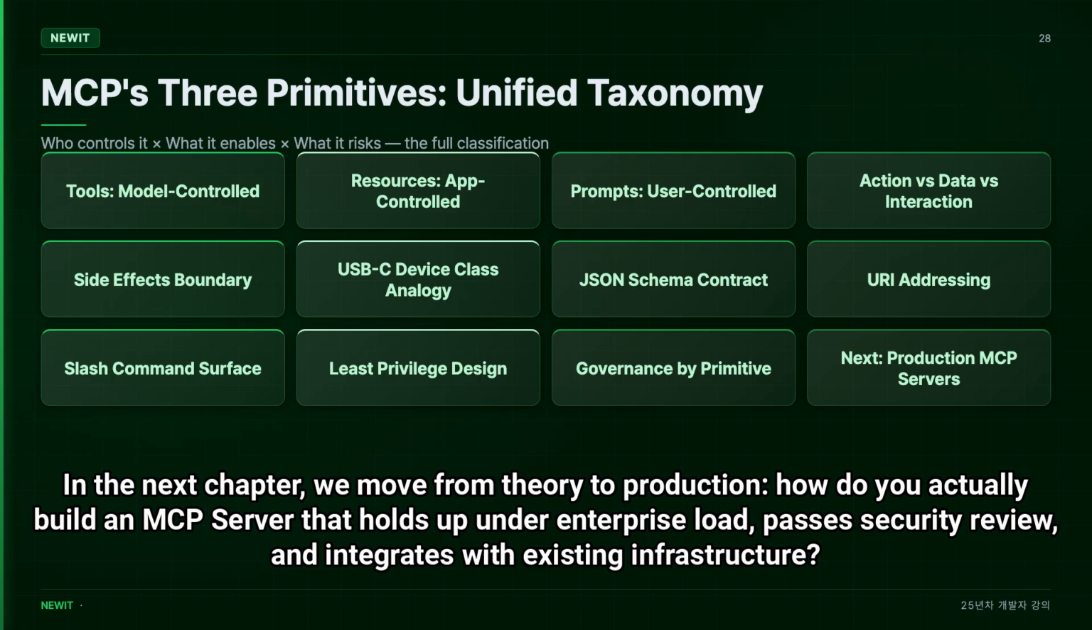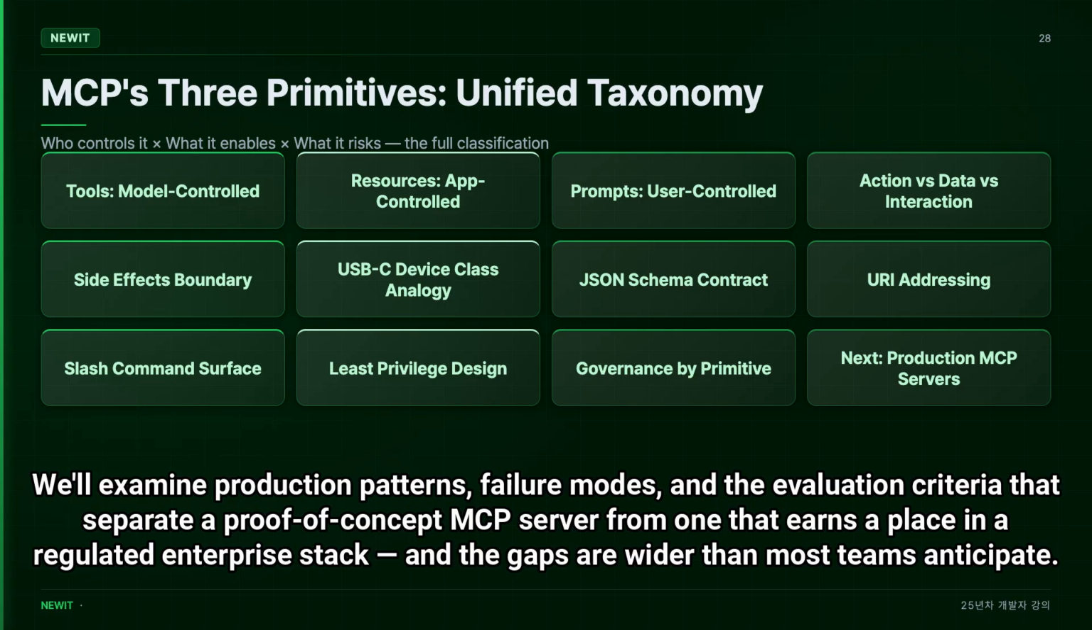In the next chapter, we move from theory to production. How do you actually build an MCP server that holds up under enterprise load, passes security review, and integrates with existing infrastructure? We'll examine production patterns, failure modes, and the evaluation criteria that separate a proof-of-concept MCP server from one that earns a place in a regulated enterprise stack. And the gaps are wider than most teams anticipate.